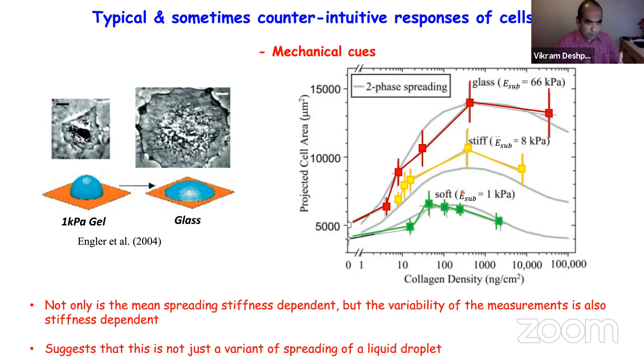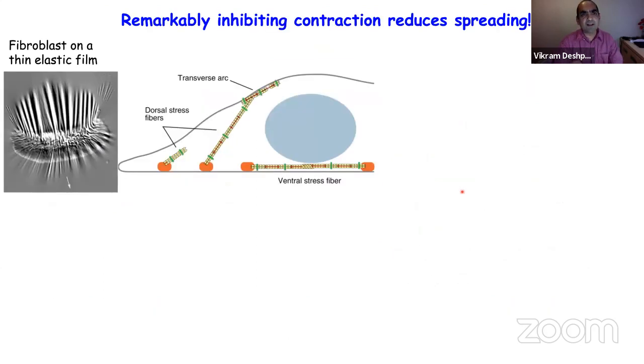So people have thought about this problem of the spreading of a cell on a substrate, and they will typically think of it as the spreading of a liquid droplet. But you can see clearly that this is not like the spreading of a liquid droplet, because there are all these stiffness-dependent variations. So it's not just a simple variant of the spreading of a liquid droplet.